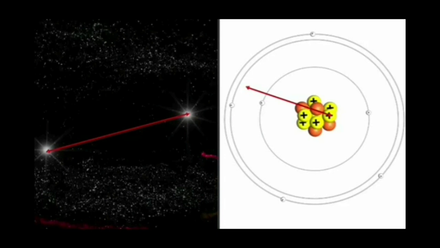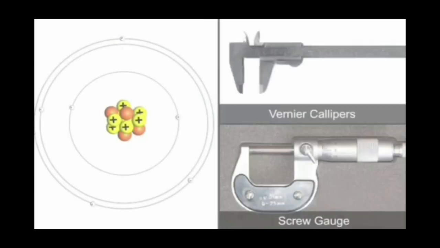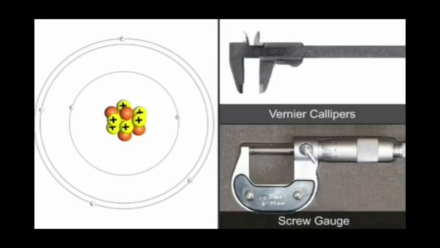In the previous session, we were discussing the measurement of long distances, that is the parallax method, which is used in the measurement of interstellar distances. Now, coming to the measurement of small distances, we have devices called vernier calipers, screw gauge, etc., which help us in the measurement of thickness of wire, width of a sheet, etc.